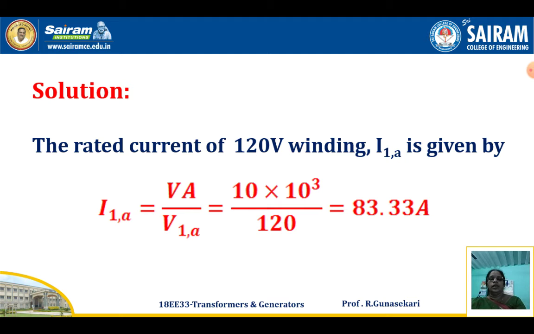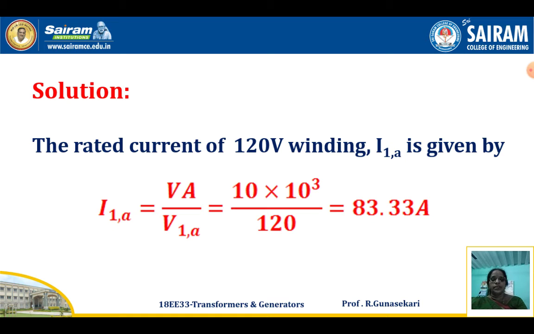Then we think about the formula based on the theory concept, which formula is most suitable and how to solve to get the required data. So first, the rated current of the 120 volt winding. The 120 to 480 volt transformer is a step up transformer, so 120 volt is the low voltage winding and 480 volt is the high voltage winding. First we calculate the rated current of the low voltage winding, 120 volt, of the two winding transformer.